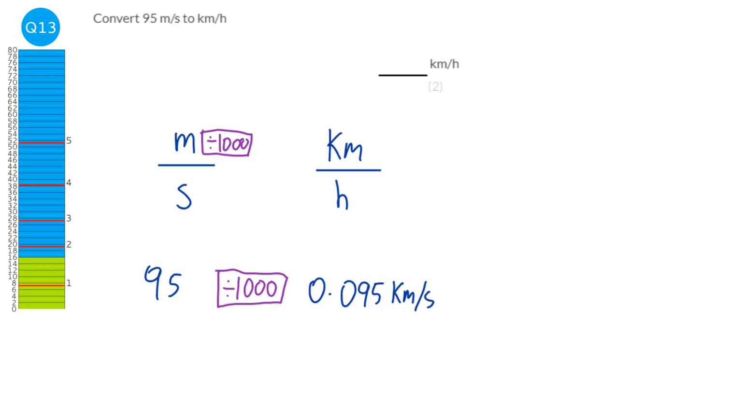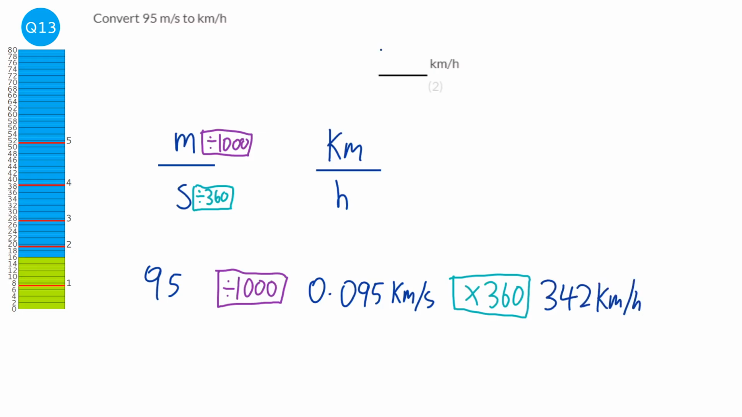The more difficult part is converting the seconds to hours. To convert seconds to hours, we divide by 60 and then divide by 60, so we divide by 3600. Seems simple enough, but the seconds are at the bottom of a fraction, and when you divide the bottom of a fraction by something, you actually times the whole fraction by that thing. So we times the whole fraction by 3600. So we do 0.095 times 3600, and you get the answer of 342 kilometers per hour. So our answer is 342 kilometers per hour.